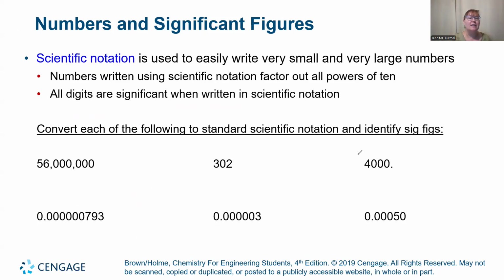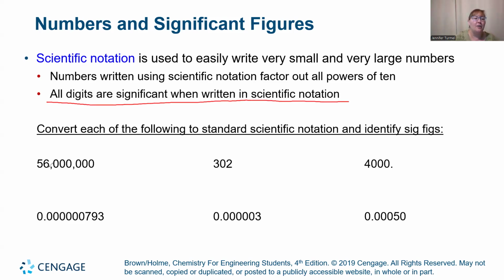Scientific notation is used to write very small or very large numbers. You can basically put any number into scientific notation. When written in scientific notation, all the digits that we use will be significant. So let's take a look at how this works. Again, remember to use this rule.